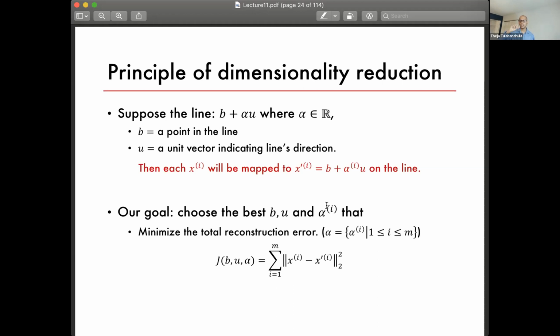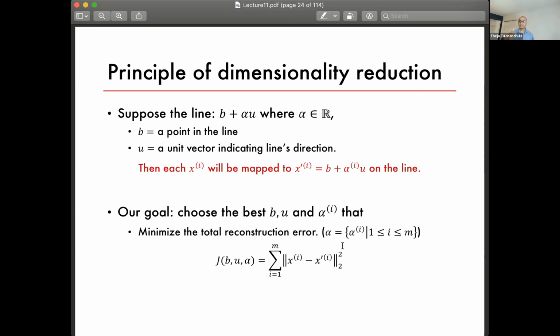The moment I choose b, u, and a bunch of alphas, one for each data point, I get a performance number. For each data point, there is the original xi, which is not something to vary. But there's also x prime i, which I get because I chose b, u, and alpha i in particular. xi is a vector in n dimensions, and x prime i is a point on this line, but in the same n dimensions. So you can look at the difference between the vectors and take the 2-norm squared. This is just a candidate performance measure. You can use anything else, but let's stick with this measure.